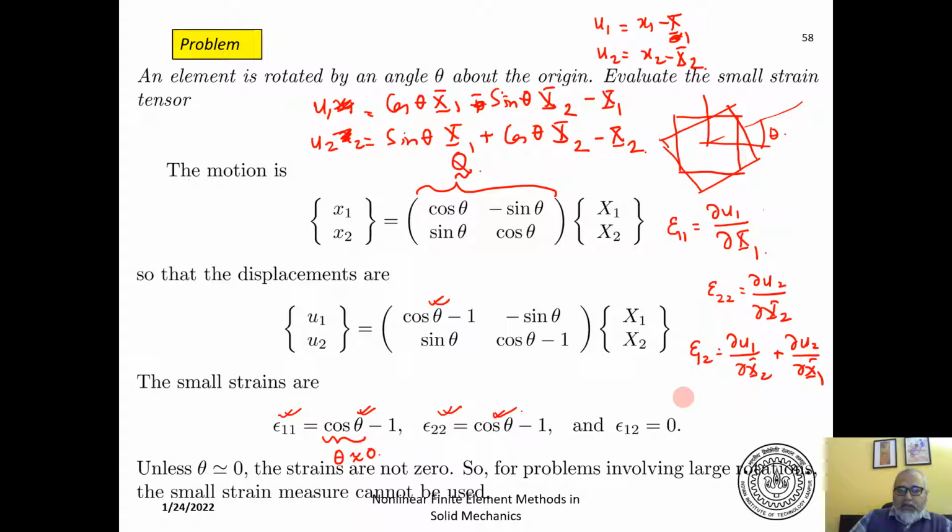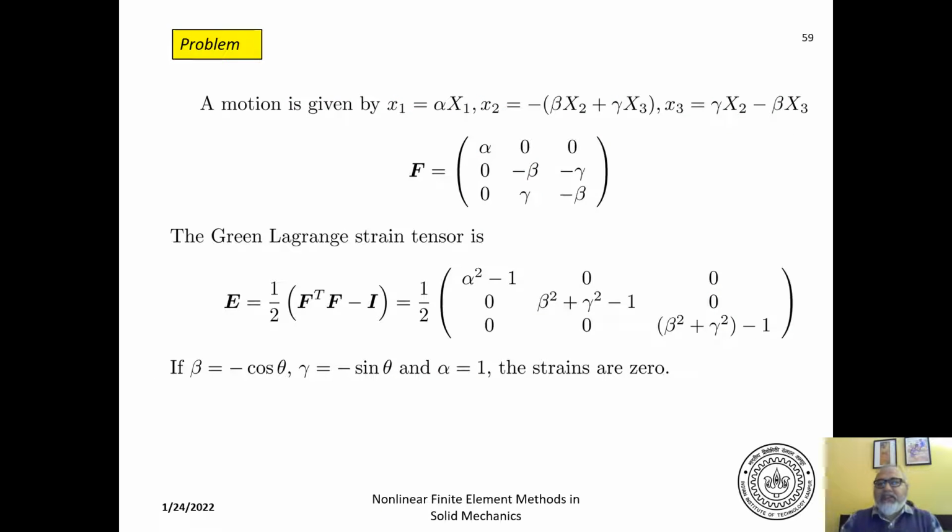The problem arises because we are using the small strain tensor in a situation which cannot be characterized by the small strain displacement relationships. Okay, now let us reframe this problem in a slightly different way, and look at this motion.